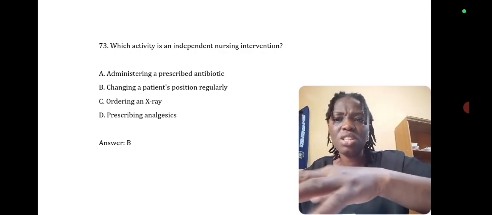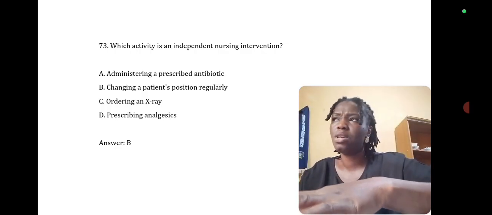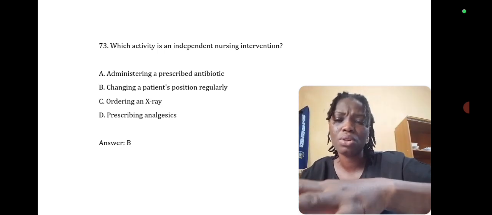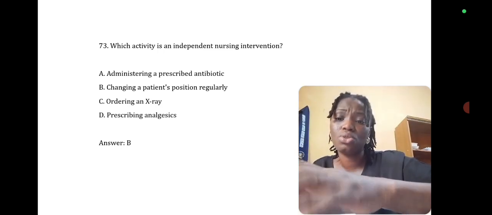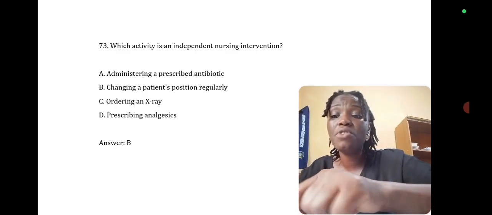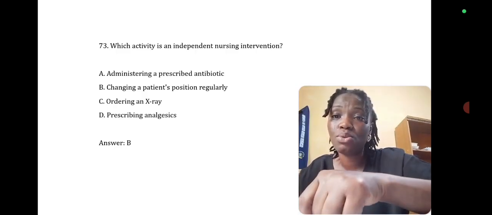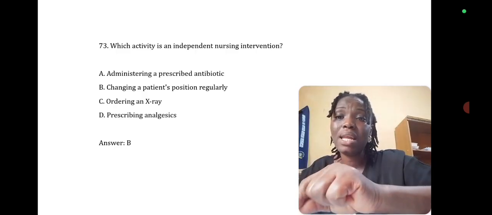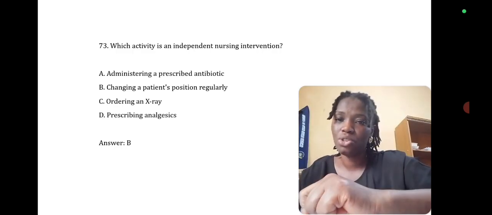Example B, changing a patient's position. You know, as a nurse, a patient that is bedridden or unconscious, etc., you need to change the position within 2 to 3 hours. You don't need anybody to tell you that. You don't even need it to be written on the patient's case note. That is an independent nursing intervention.